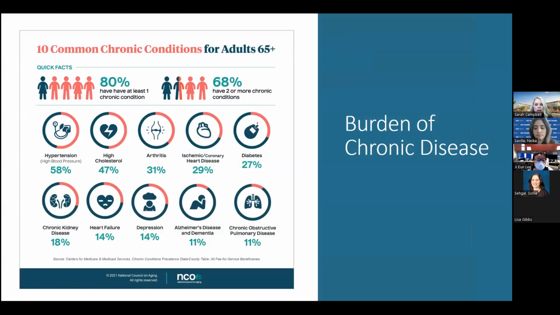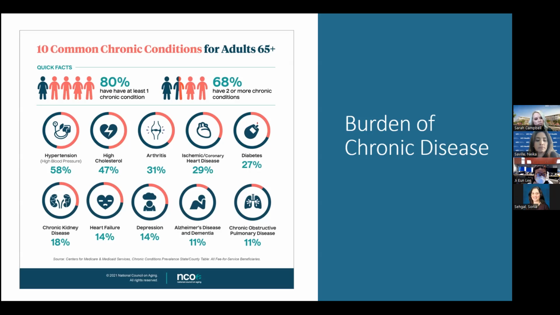So chronic disease is obviously common for older adults, age 65 plus. At least 80% of older adults have at least one chronic condition, but 68% have 2 or more chronic conditions. And these are some of the most common, including hypertension, high cholesterol, arthritis, and some of the others here that you can see.